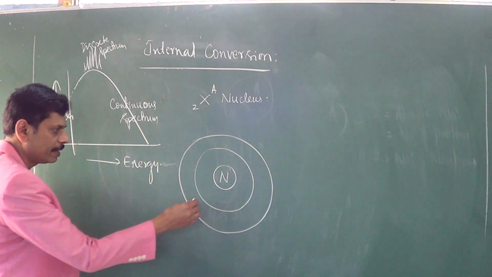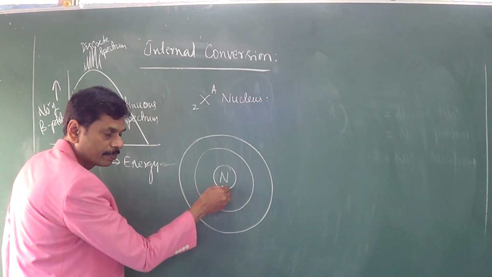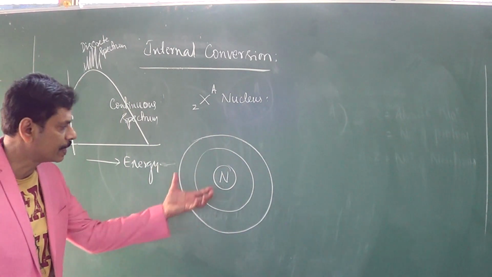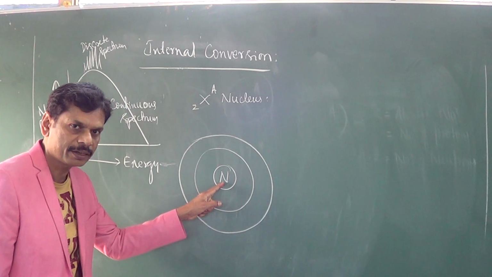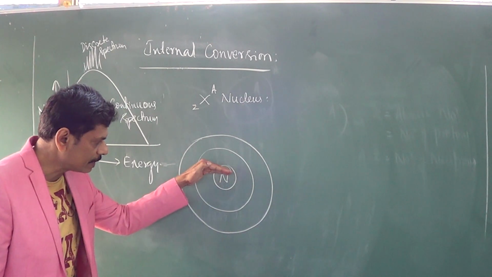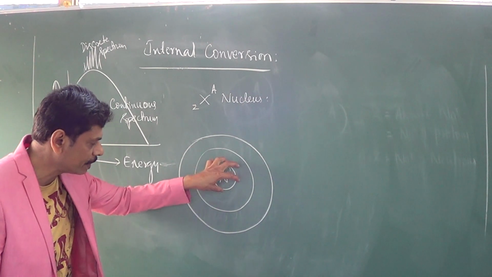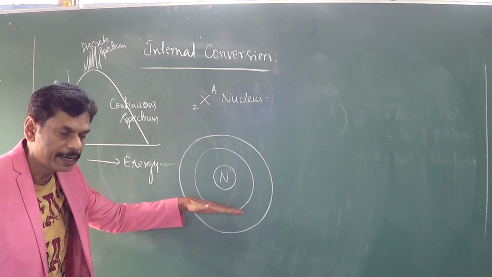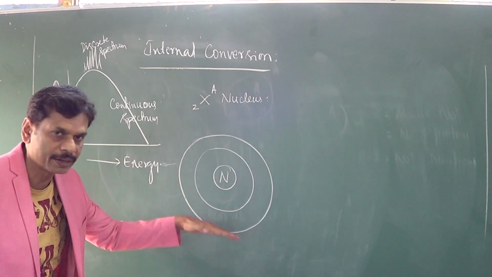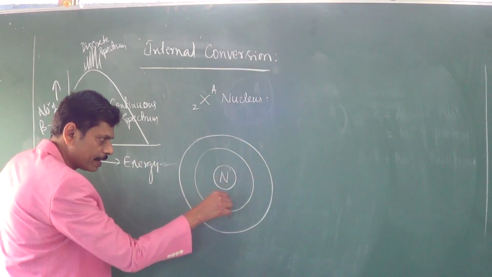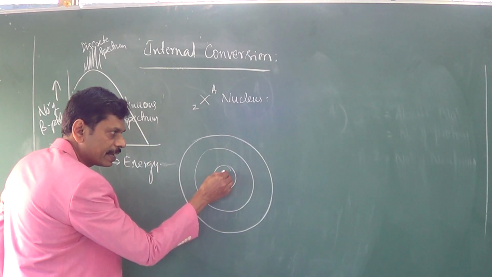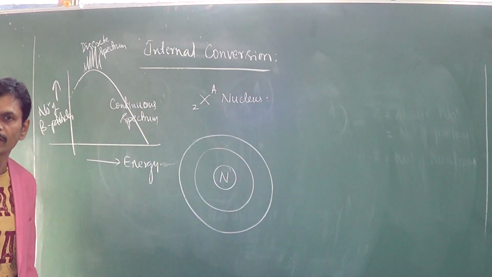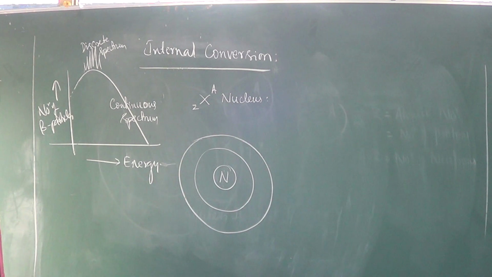Now let me consider this is the excited nucleus. It already has extra energy inside, and this excited nucleus wants to come back to the ground level, the normal level. While it is coming to the normal level, this extra energy will be given to one of the orbital electrons.